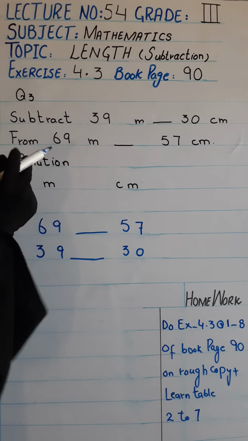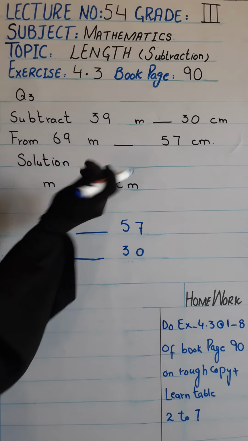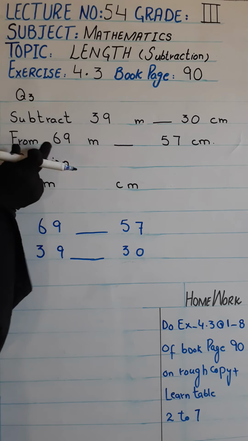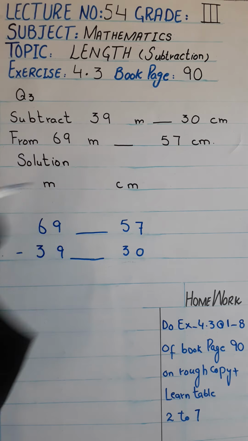In a horizontal order question, in length, in capacity, in weight, in liter, in time, you write the number from which we subtract first. This number is the greater one. We write it first.